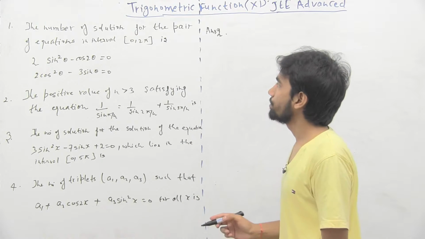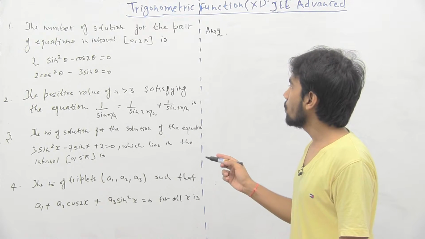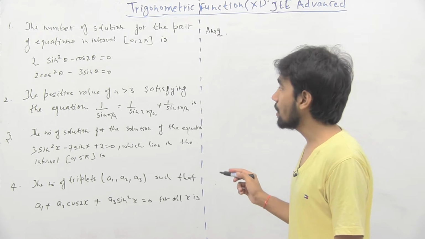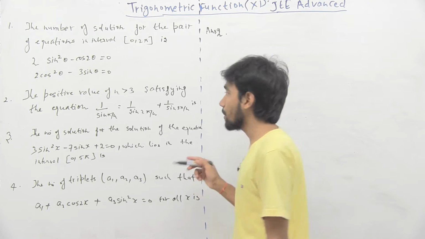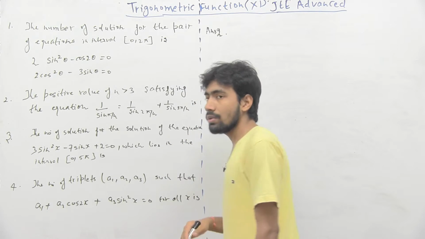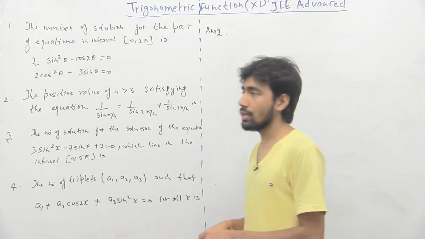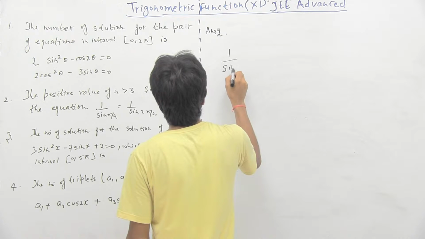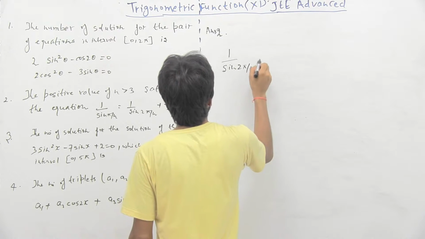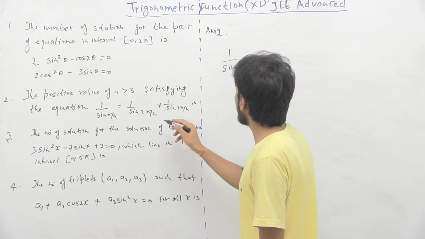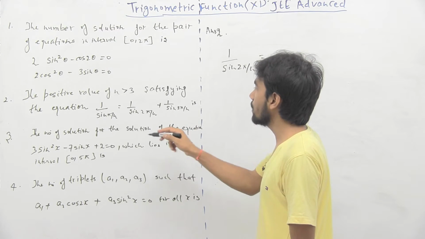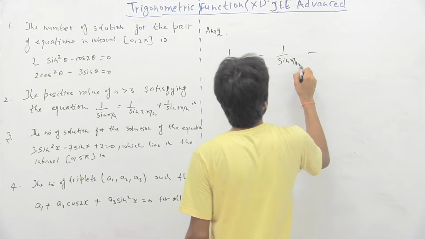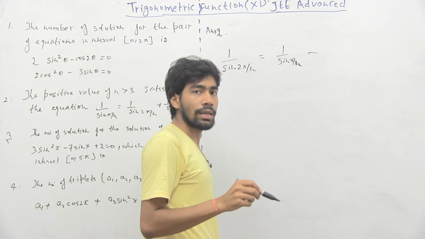Now question number 2. Find the positive value of n greater than 3 satisfying the equation 1 by sin pi by n equal to 1 by sin 2 pi by n plus 1 by sin 3 pi by n. So we have to find the value of n. 1 by sin 2 pi by n can be written as 1 by sin pi by n minus 1 by sin 3 pi by n.